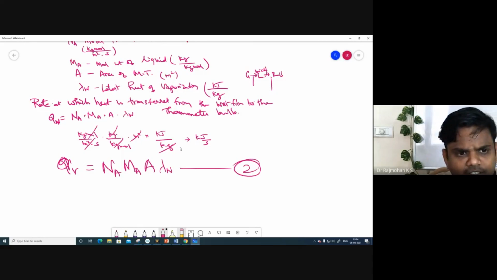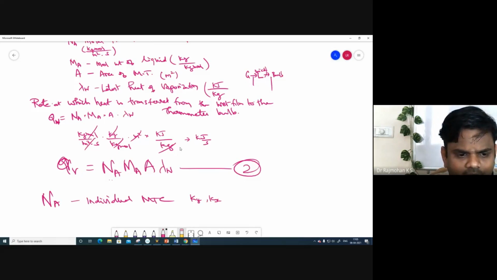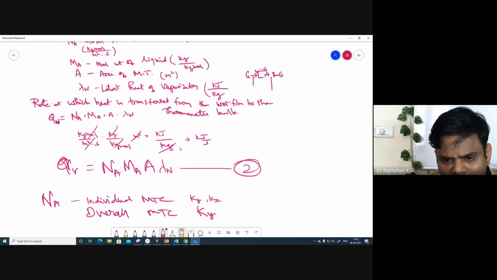Okay, again this molar flux can be expressed using the mass transfer coefficient. We have defined what flux is. Flux can be written in different ways, right? So this molar flux can be written in terms of individual mass transfer coefficients, that is small ky or small kx, or in terms of the overall mass transfer coefficient, that is capital KY.